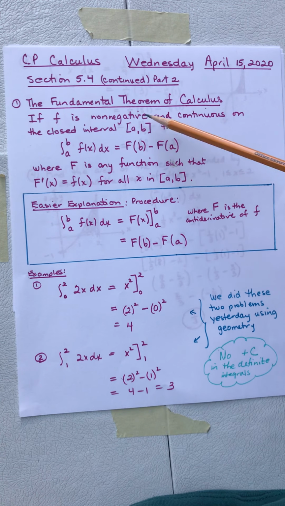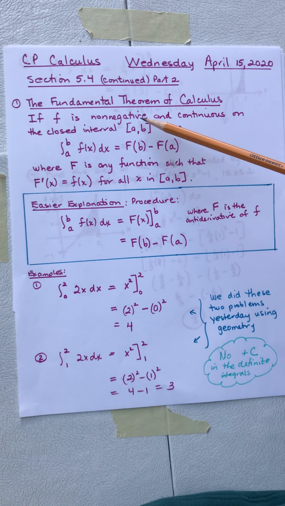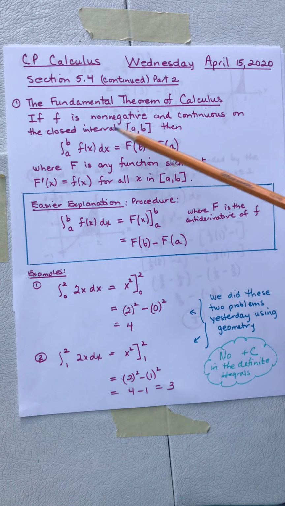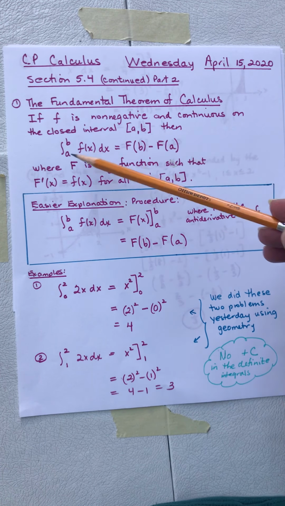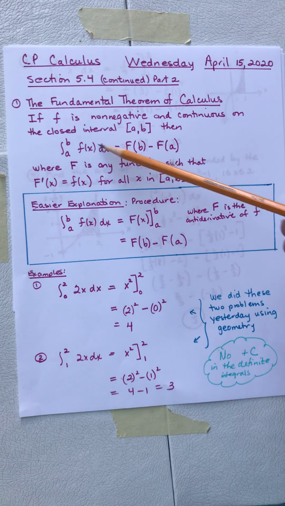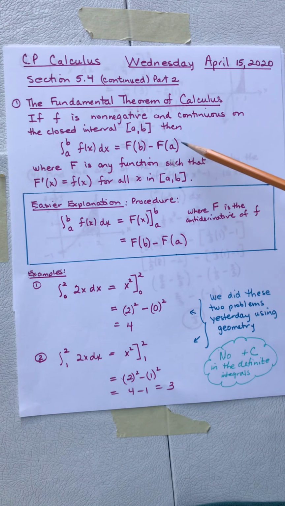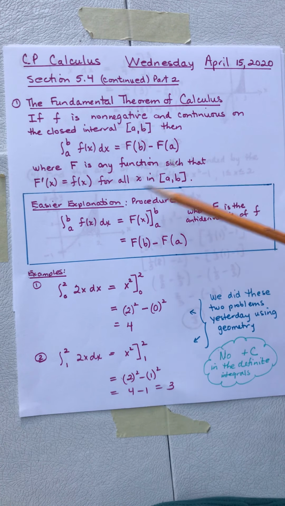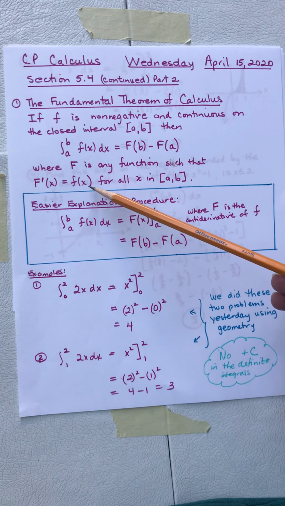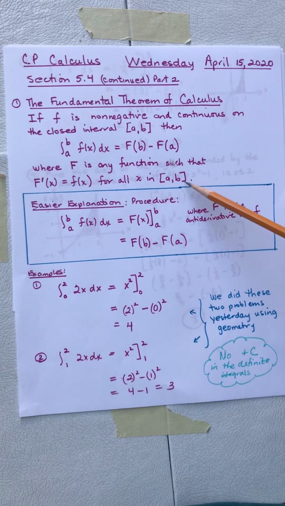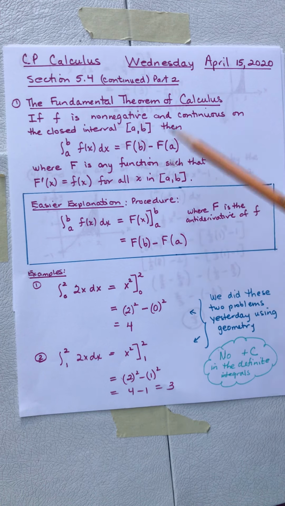If f is non-negative, that means the graph of f is above the x-axis, and continuous on the closed interval [a, b], then the integral from a to b of lowercase f of x dx is equal to capital F of b minus capital F of a, where capital F is any function such that capital F prime of x is equal to lowercase f of x for all x in [a, b]. Now that's a little confusing, but I'm going to show you an easier explanation of that. That's the official math calculus definition of the fundamental theorem of calculus.